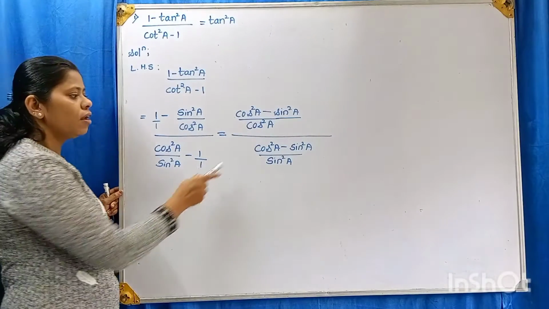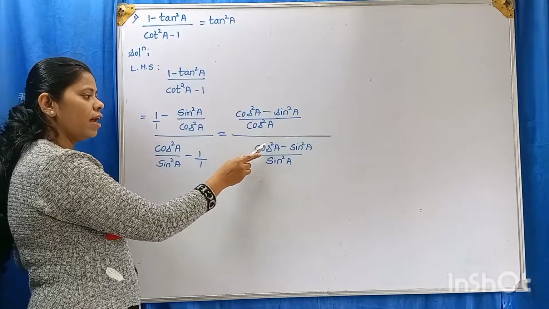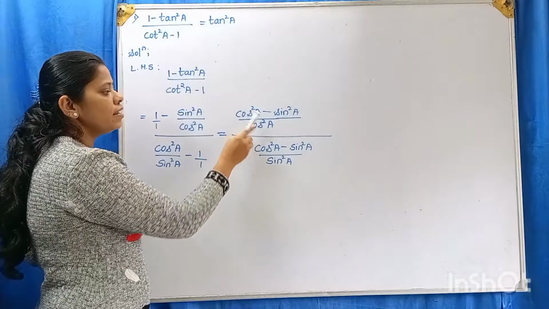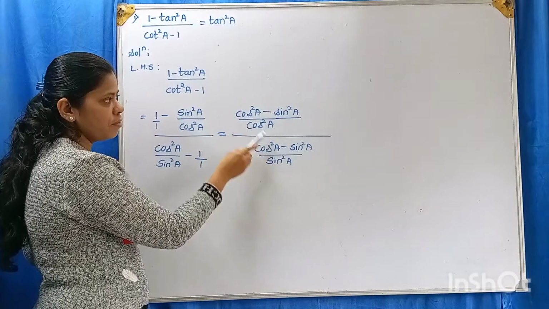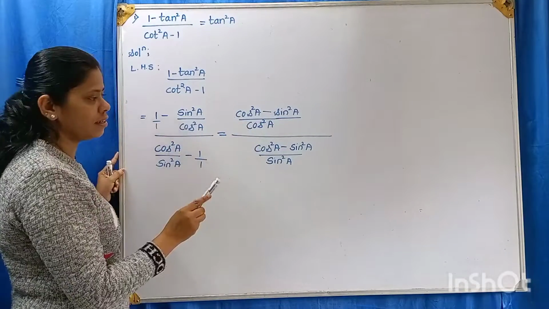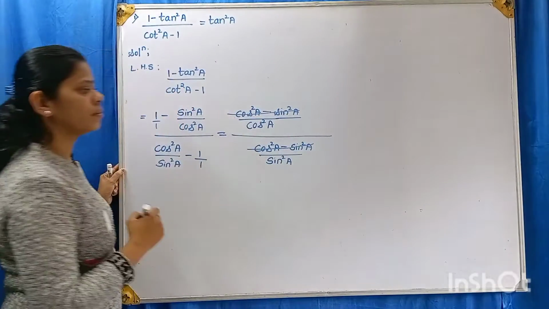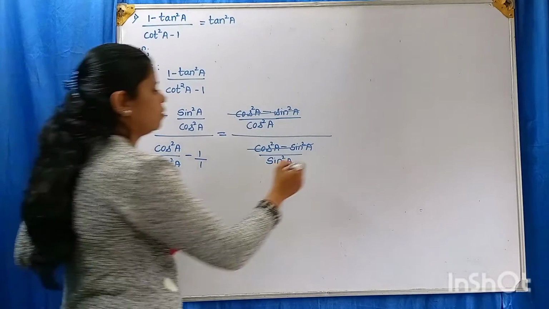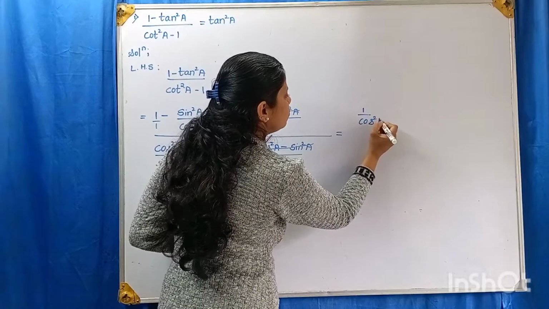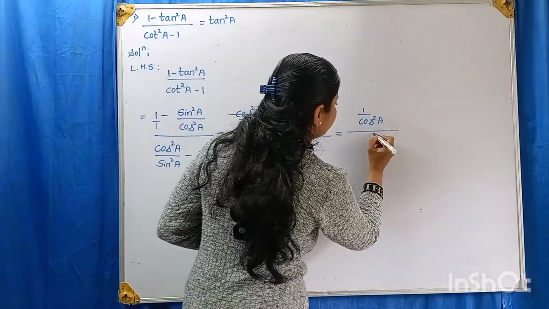Okay. Now, look at this. It is the numerator and it is the denominator. And it is the numerator and it is the denominator. Right? Numerator and numerator both are same, means cos²A minus sin²A, both are same in the numerator. Therefore, we can cancel these two terms. Okay. Now what is left? 1 by cos²A divided by 1 by sin²A.